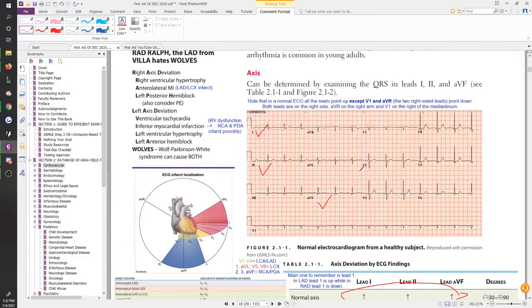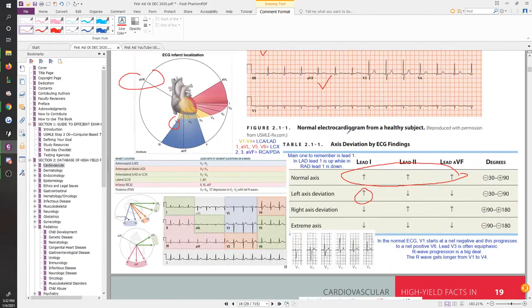As we just spoke about in the beginning, the only places where things are pointing down are your AVR and V1. That's it. Those are the only two leads that have things pointing down. And that was because AVR and V1 are on the right side of your mediastinum. Very simple and straightforward stuff. Nothing crazy to be bewildered by.